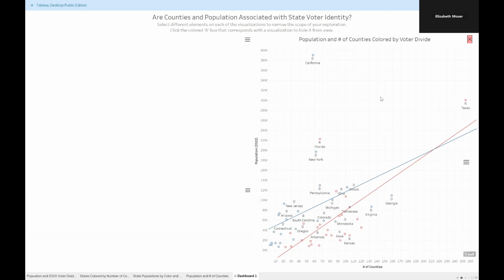We can see that counties and population are only weakly related, as some states, like California, have less counties but a high population, while others, like Kentucky, have more counties but a smaller population. The trends become a bit more evident when we observe the state samples by their voter identities. Democratic states have the least number of counties and the smallest population, kind of this bundle down here, compared to Republican states, which might have comparable populations, but their state sizes are much bigger. Thus, they're divided into more counties.